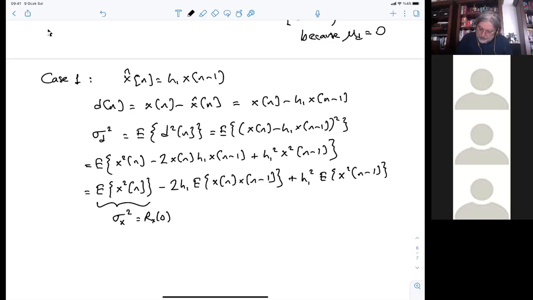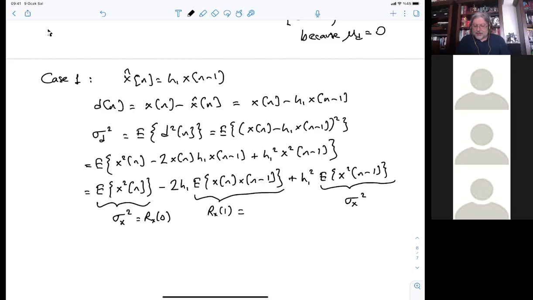Now, here in this final part, we have the energy of the signal again. It's not x squared of n, it's x squared of n minus 1, but the signal is stationary, so it's still the same. And this one is the autocorrelation at time lag of 1. It is Rx of 1. So we could actually write it like this. You may be more comfortable with this one.